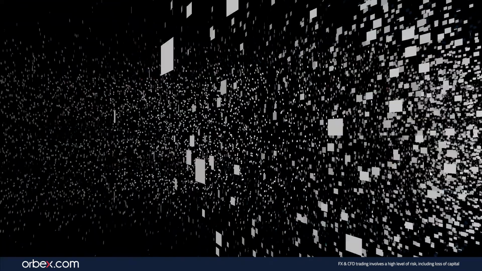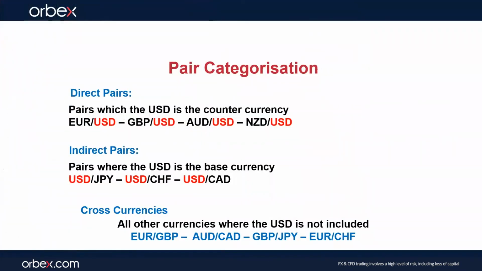So moving on to the next slide, pair categorization. Pairs in which the USD is the counter currency are direct pairs. As I said, these are the popular pairs where the USD is the quote currency: euro, pound, Australian dollar, New Zealand dollar, just a few examples. Then there are indirect pairs, where the dollar is the base currency: dollar yen, dollar Swiss franc, and dollar Canadian dollar. And then we've got cross currencies as well. These are all other currencies where the dollar is not included.